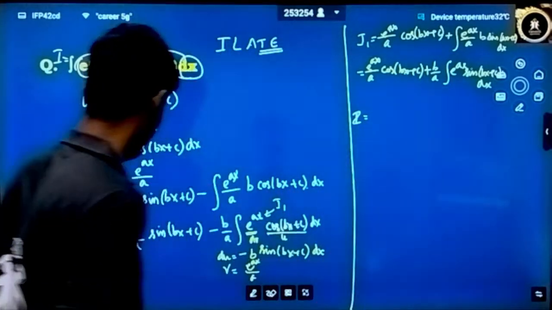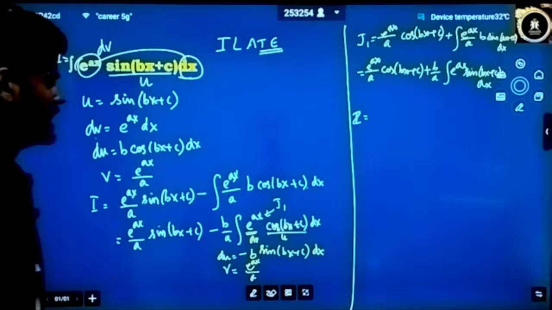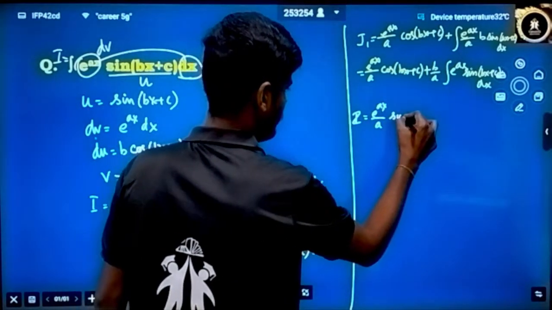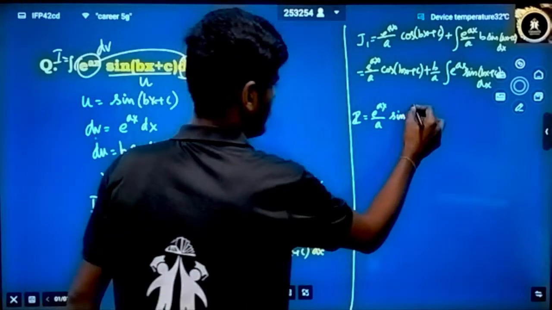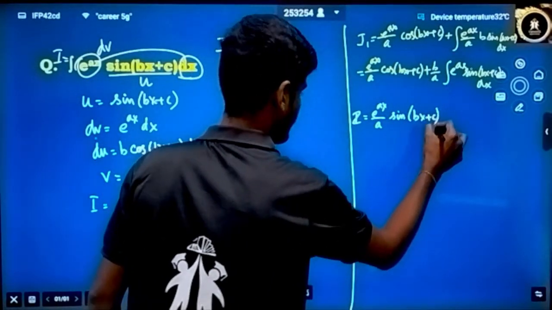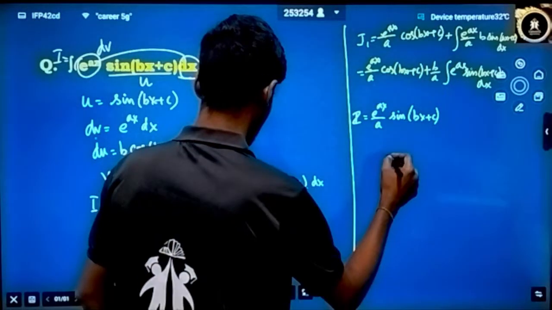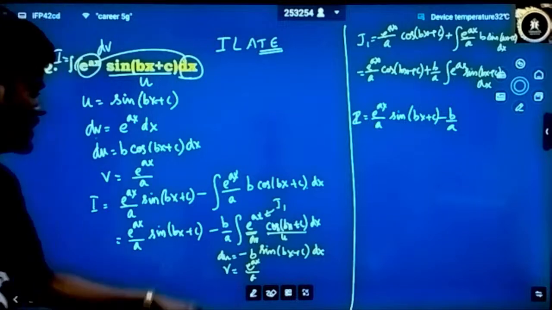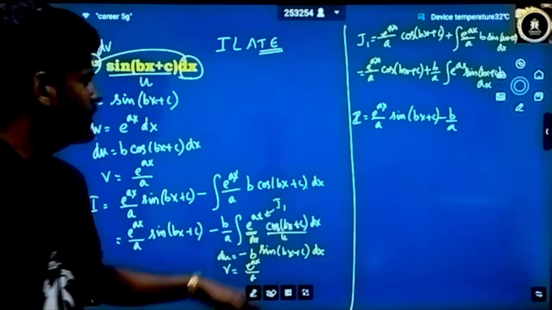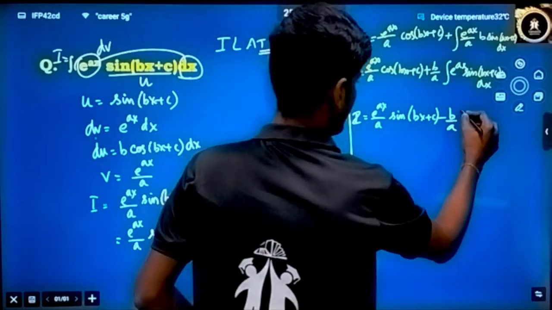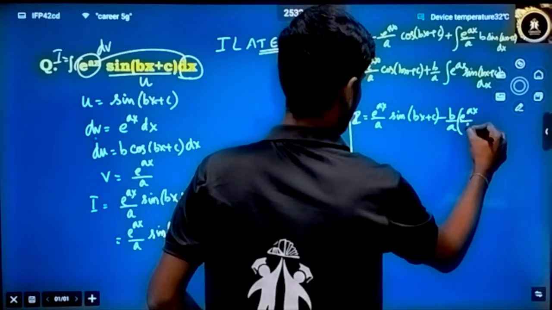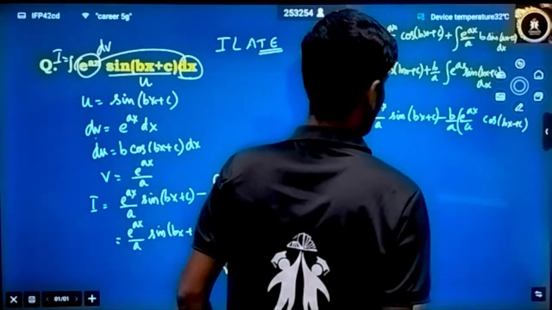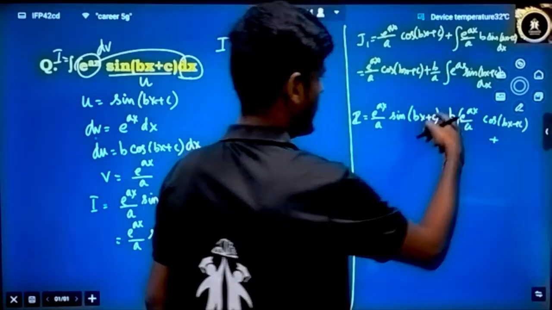I will be equal to e power ax by a sin of bx plus c, minus of b by a into this value, that is I1, which is equal to e power ax by a into cos bx plus c, plus b by a into I.